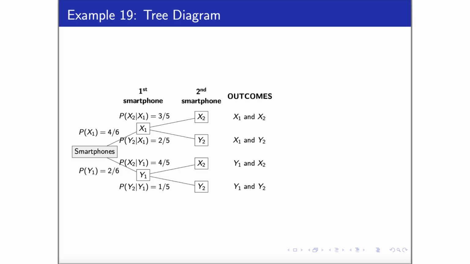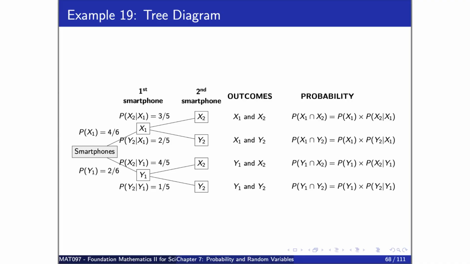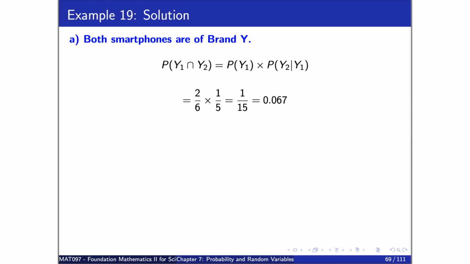The possible outcomes are listed on the right, showing the 2 selections for each path. The probability for each outcome is calculated using the multiplication rule for conditional probabilities. For part A, the probability that both smartphones are brand Y is the product of P(Y1) and P(Y2|Y1), which is 2/6 times 1/5, or 1/15, approximately 0.067.